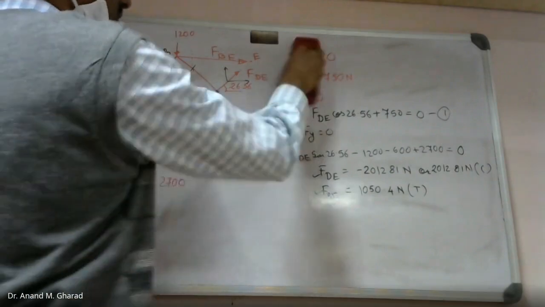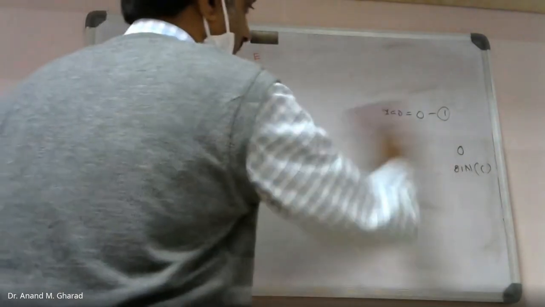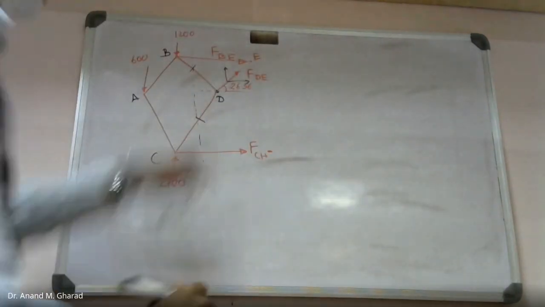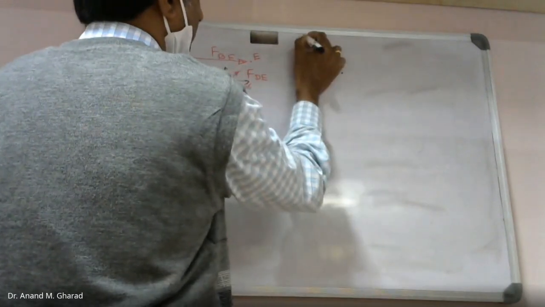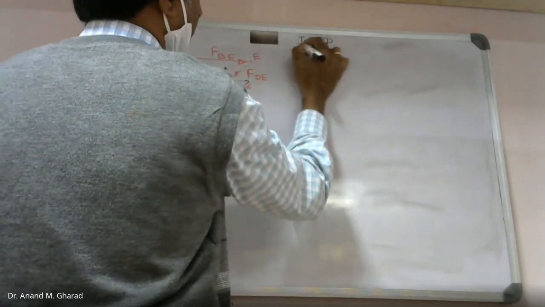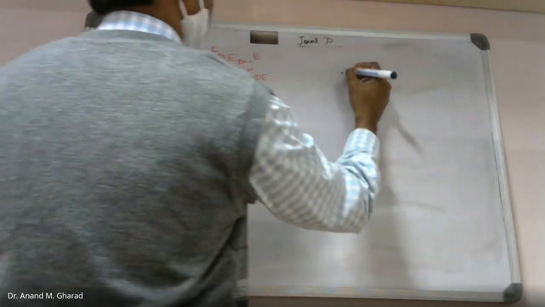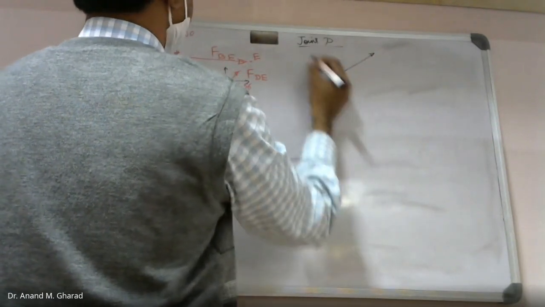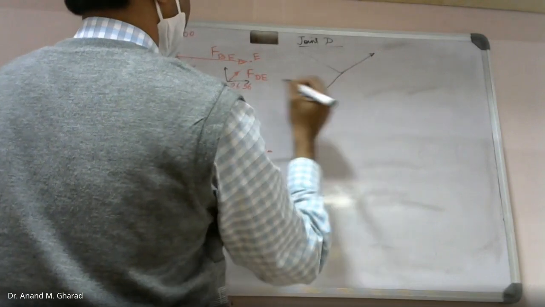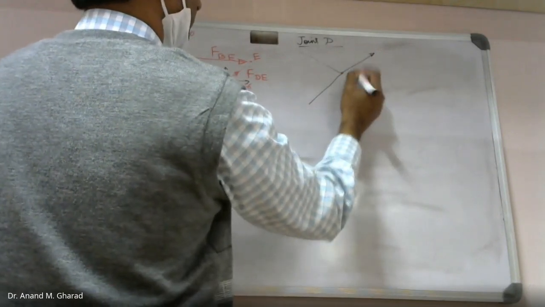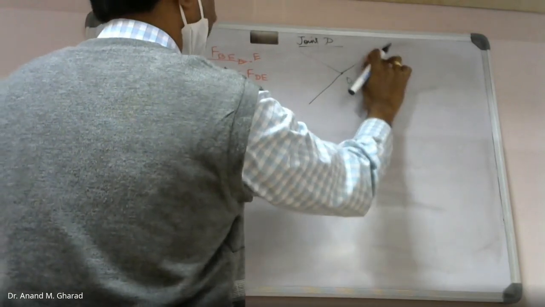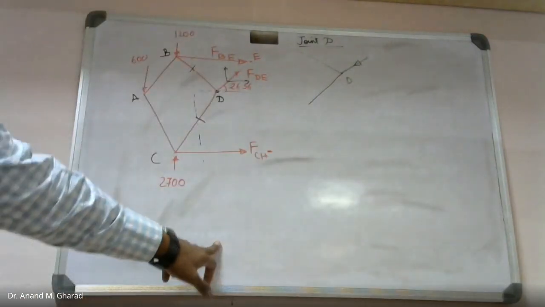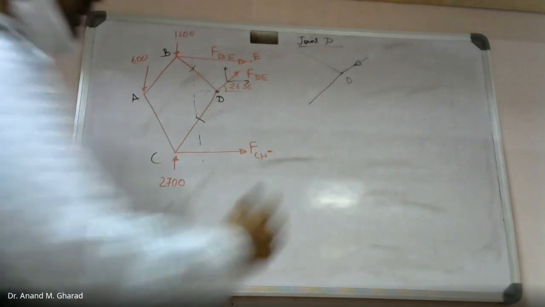Right. What I will do, I will assume this joint D, and I will draw a free body diagram. So for joint D, the free body diagram shall be something of this sort. And over here you will find that this is a known force, and it came out to be compression. Arrow is like this. What was the value? This value is 2012.8.